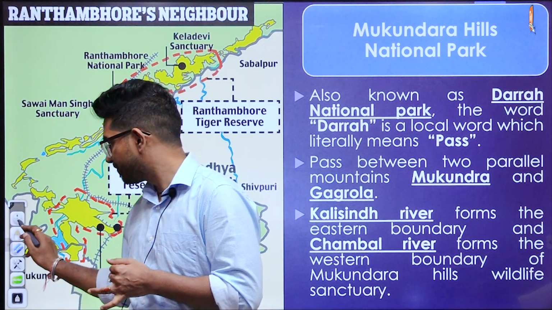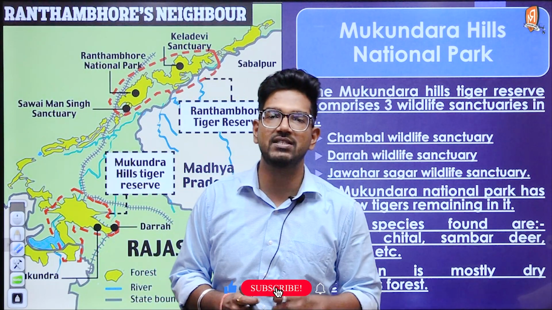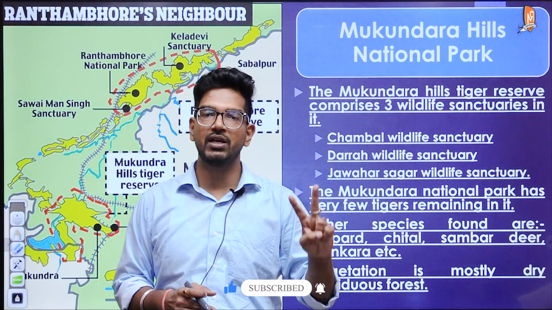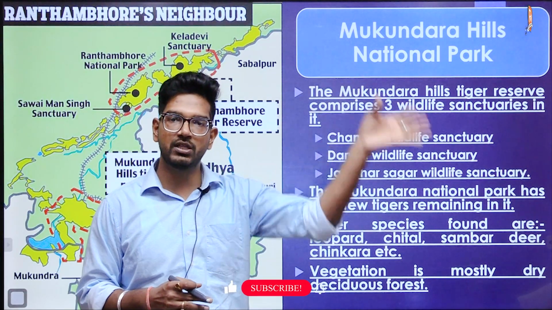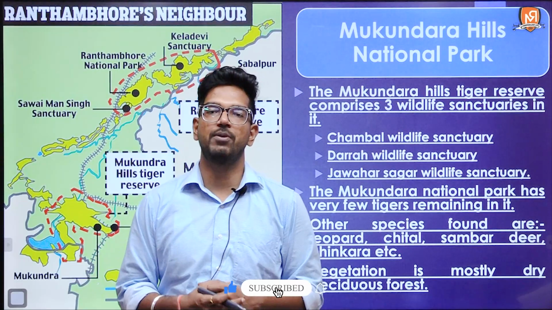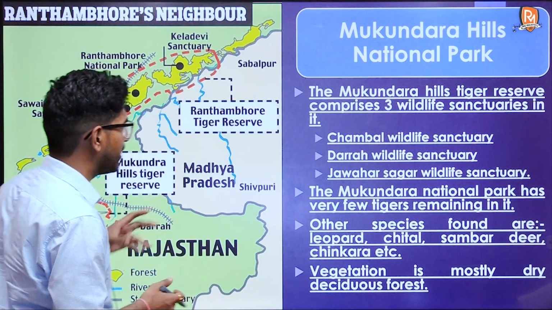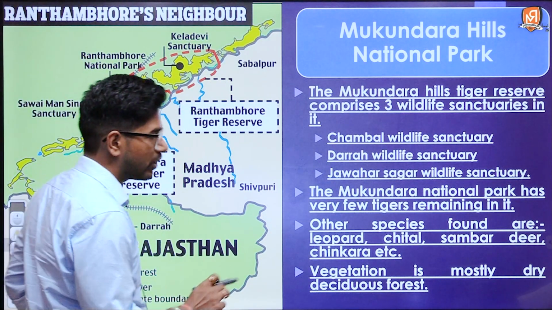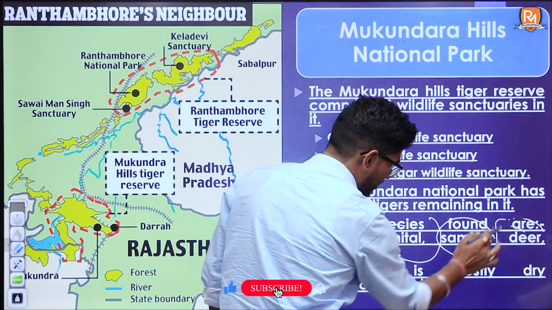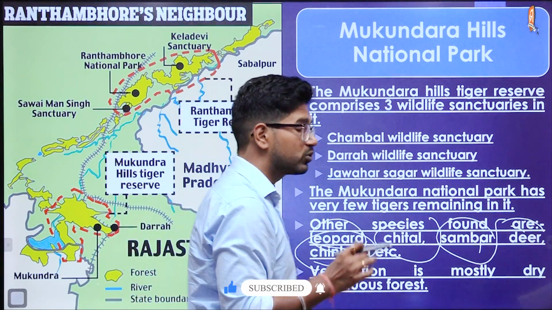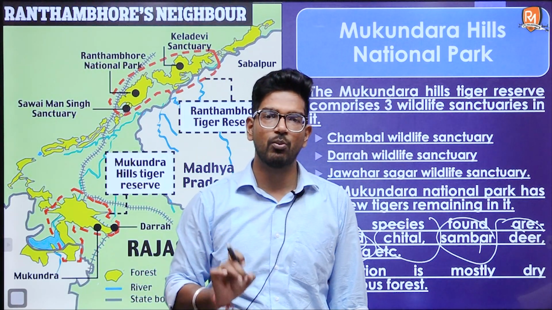Further, you have to remember that it contains 3 wildlife sanctuaries: Chambal Wildlife Sanctuary, Darrah Wildlife Sanctuary, and Jawahar Sagar Wildlife Sanctuary. These are the 3 wildlife sanctuaries situated in this area. Mukundara National Park has a few tigers remaining, sorry, not figures, it's tigers. You can also find leopards, cheetahs, sambar deer, and chinkara, and here you mostly find dry deciduous type of forest. That is how you can remember important facts about Mukundara National Park.